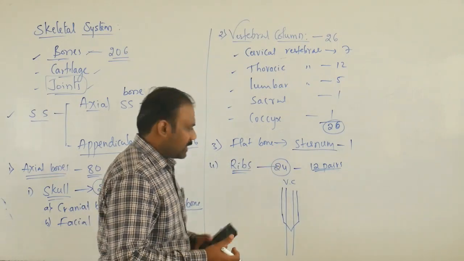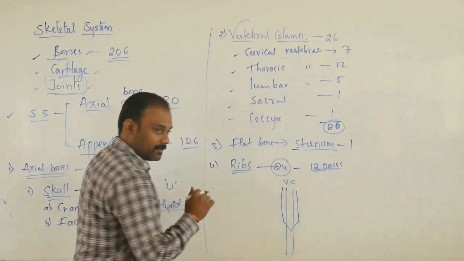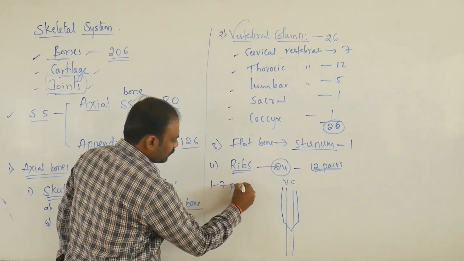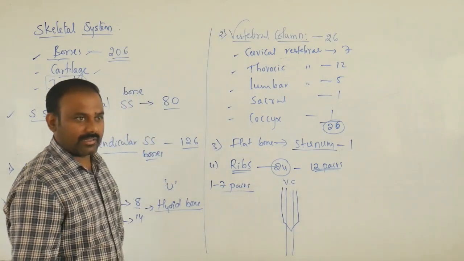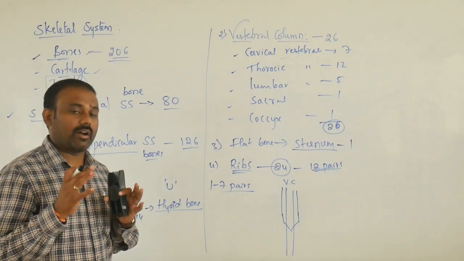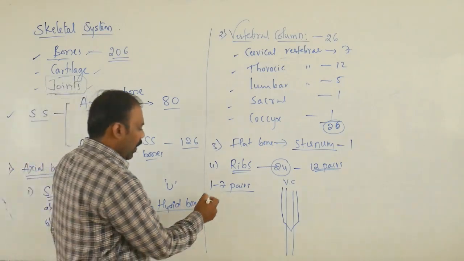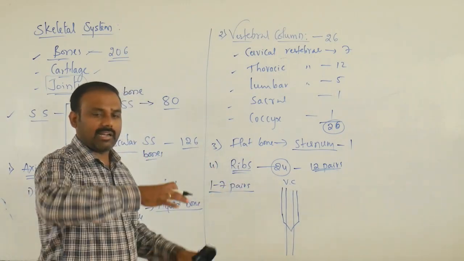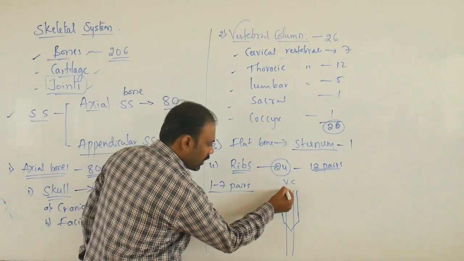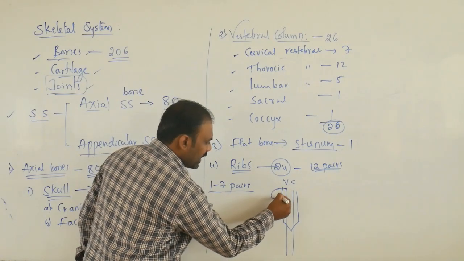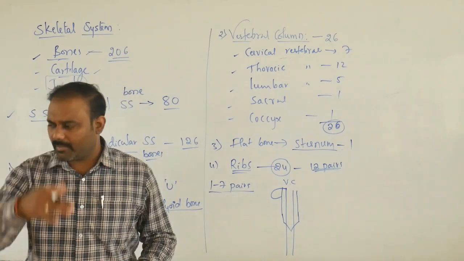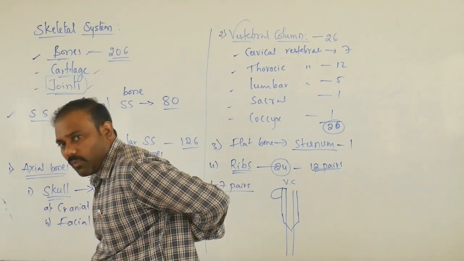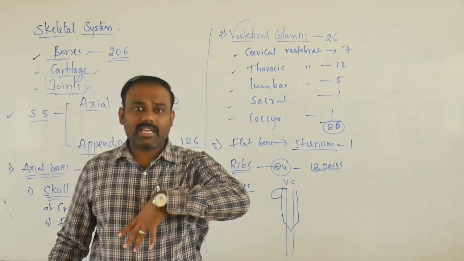What I am trying to tell you is that out of 12 pairs, remember, pairs 1 to 7 arise directly from the vertebral column and are directly attached to the sternum in the ventral region. Remember what kind of word I am using here: 1 to 7 pairs. They arise from the vertebral column and are directly attached to the sternum.